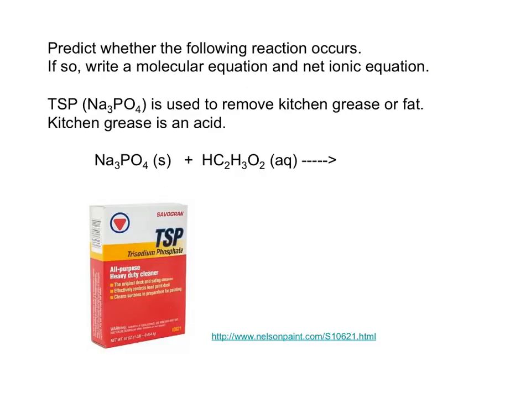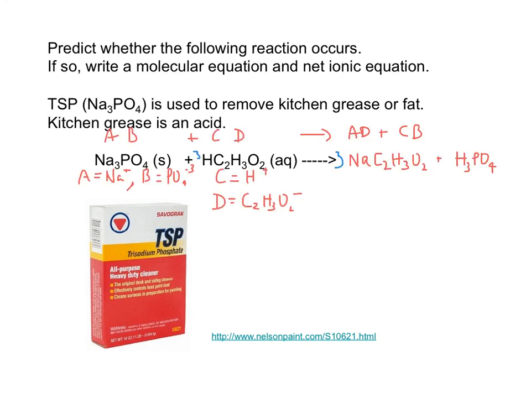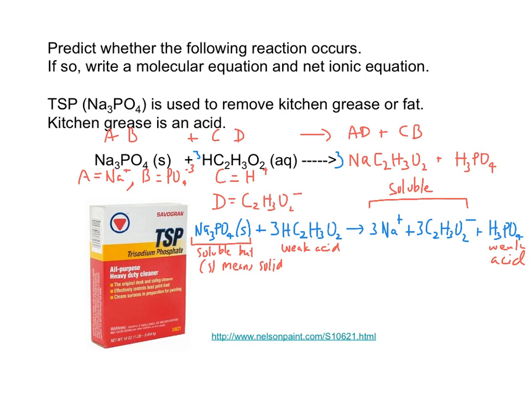Let's practice writing net ionic equations. Stop the video and answer this question. And the answer is, for the net ionic equation, the two weak acids stay as molecules. Sodium phosphate is soluble in water, but the (s) means that what's being used is a solid.